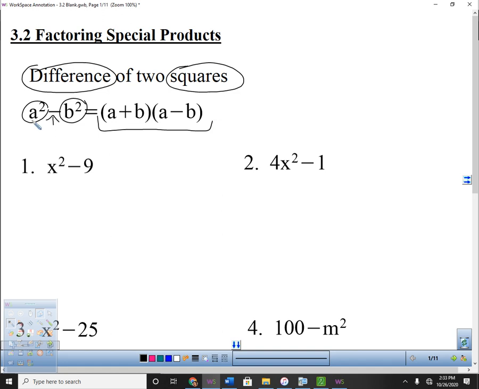So if I take the square root of a squared, that would be a. That goes in the fronts. If I take the square root of the back number, that would be b, and that would go in the back spots. And then I always have a plus and a minus, okay?